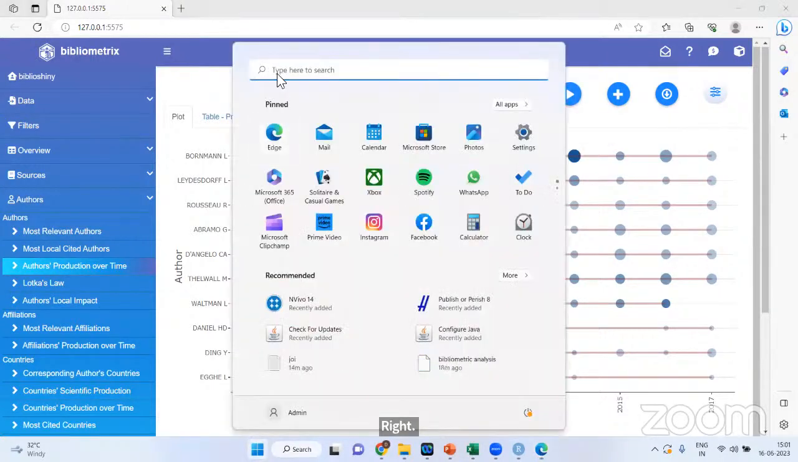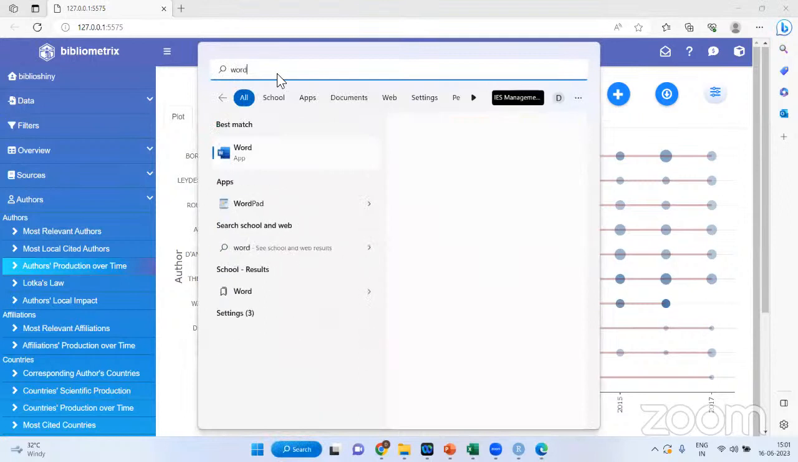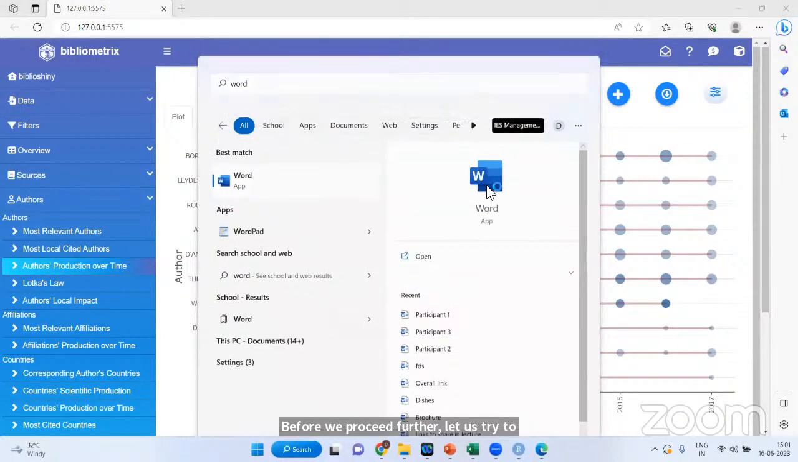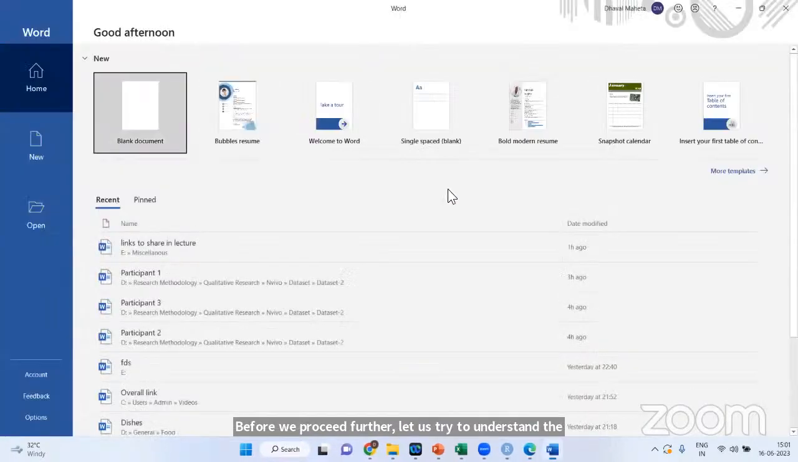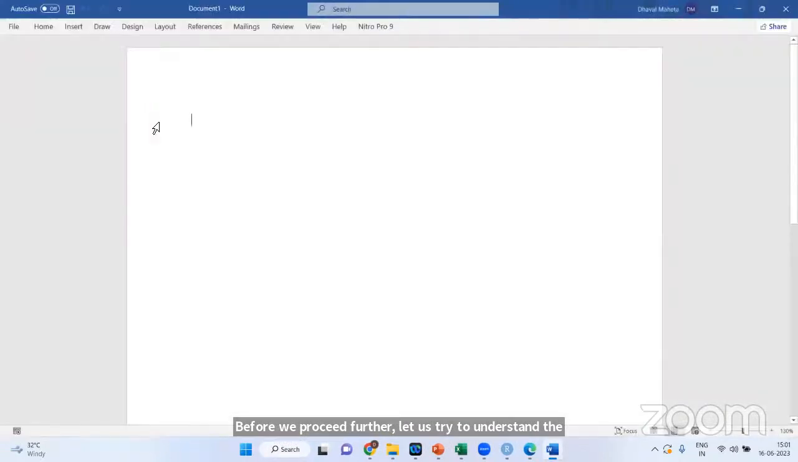Now, before we proceed further, let us try to understand Lotka's law. Is the Word file visible?